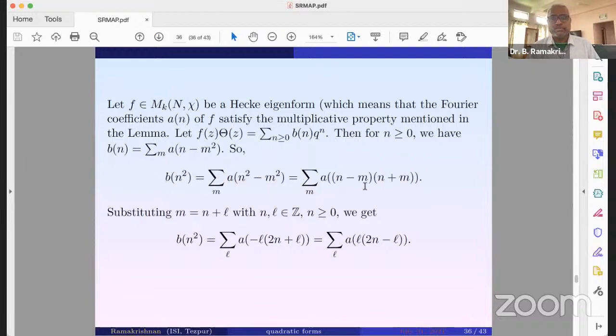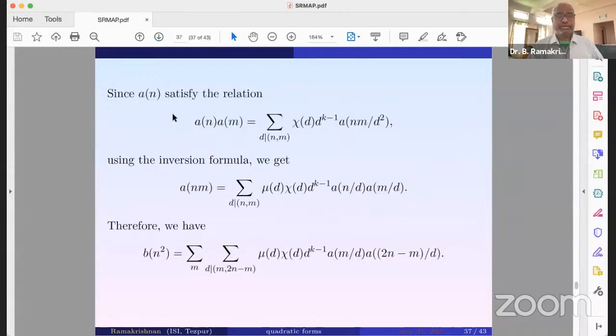Then you factorize this a of n minus m into n plus m, make the change of variable and do simplification. Finally, you get b of n square as summation over L, a of L into a of 2n minus L. Now you make use of the multiplicative relation and take the inversion. a of n satisfies this relation. So in Hurwitz's lemma, these two together is chi of d. Okay, so the d power k minus 1 will not appear in Hurwitz's one. Since we are using the modular form theory, the d power k minus 1 comes. Otherwise, it is chi of d, a of nm by d square, chi completely multiplicative.